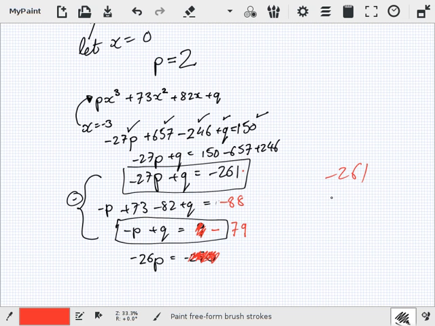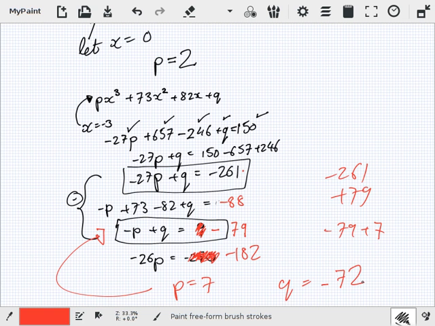Minus 261 plus minus 182. And can you divide that by 26? You can. 7. Okay, so P is 7. And if I put that back in there, I get Q is minus 79 plus 7. What's that? Okay, let's see. Minus 72 is right, yeah.